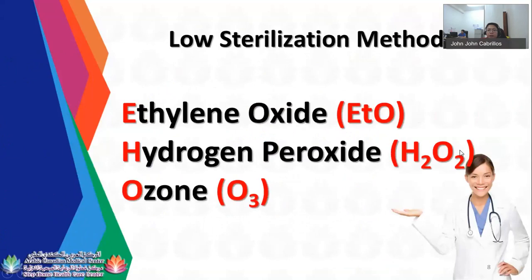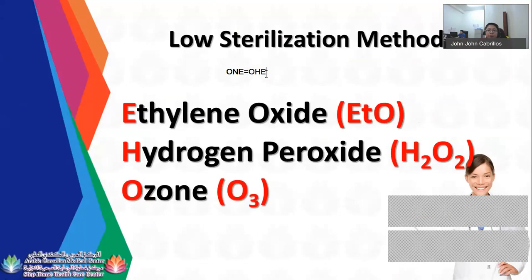For low temperature sterilization methods, you have EHO. I abbreviate it as EHO, or you can abbreviate it as OHE, which is spelled the same as one, so that you can easily remember that. Those sterilization methods are your ethylene oxide or EtO, your hydrogen peroxide, your H2O2, or your ozone sterilization.